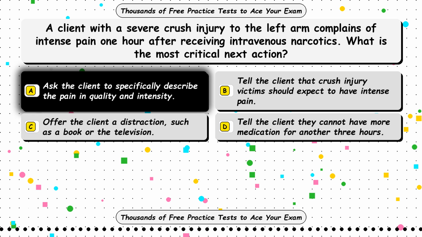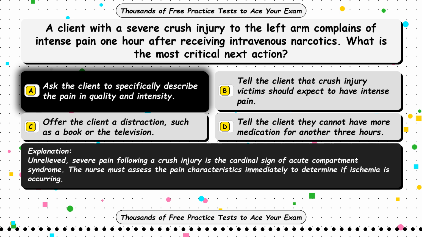The correct answer is option A. Ask the client to specifically describe the pain in quality and intensity. Unrelieved, severe pain following a crush injury is the cardinal sign of acute compartment syndrome. The nurse must assess the pain characteristics immediately to determine if ischemia is occurring.